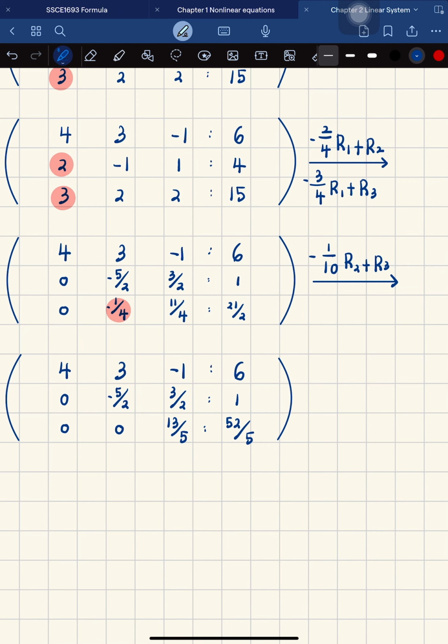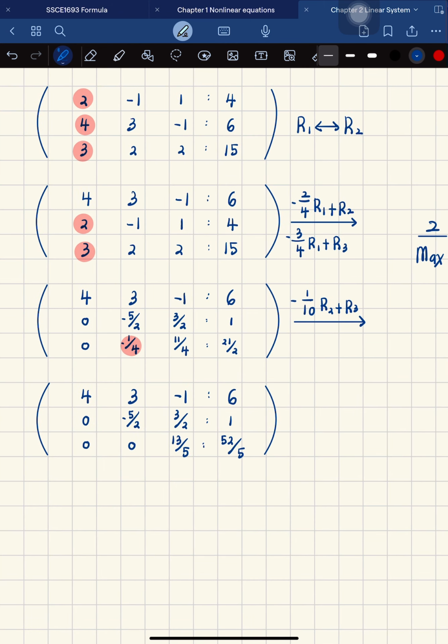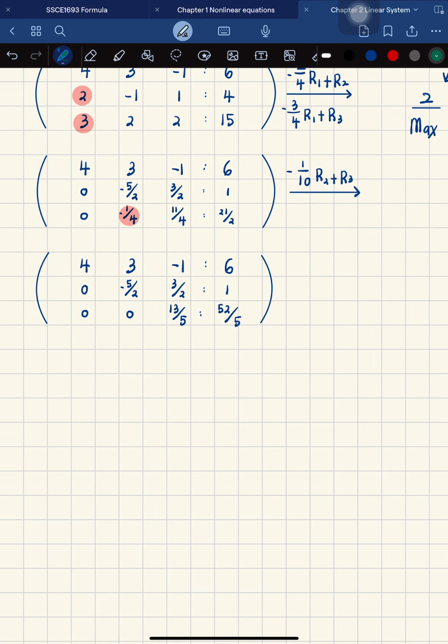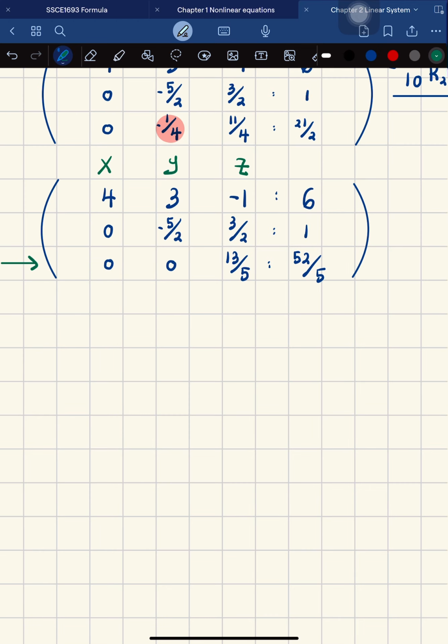Okay, now you stop. After that, what you need to do is apply the backward substitution like just now. So these are the columns X, Y, and also Z. Focus at the third row. So we have 13 over 5 Z equal to 52 over 5. So Z equal to 52 over 13. So 52 divided by 13, the answer is equal to 4.